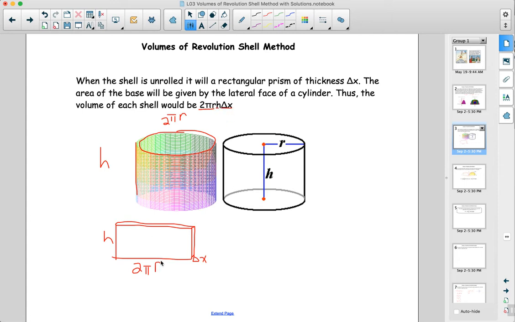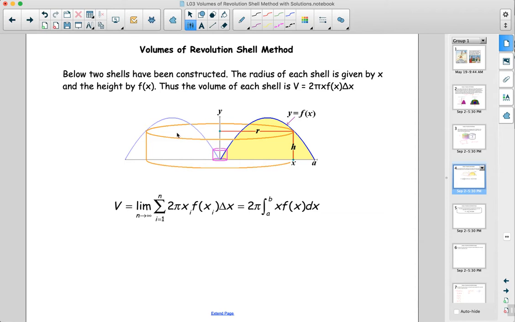Now we're going to dig a little deeper to figure out what we are going to replace the r with. What will we replace the x with? We know that delta x eventually is going to become dx. So moving forward, I've shown you two shells here, a smaller shell and then a larger shell. I hope we can see that the height here and the height over there is going to be replaced by the function value at that x coordinate. So if this is the ith shell, then its height is f at xi.